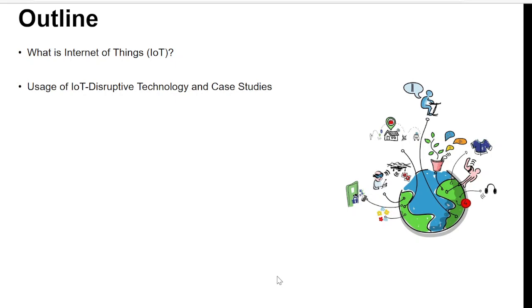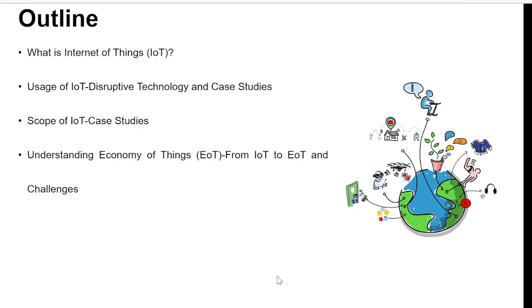We will use a case study of the complete disruptive technology cycle of the industry to understand Internet of Things and its uses. With three case studies explaining the scope of Internet of Things, we will decipher economy of things and its challenges. In the end, we would be enriched with a preliminary understanding of Internet of Things and economies of things, such that we should be able to identify these around us and research.